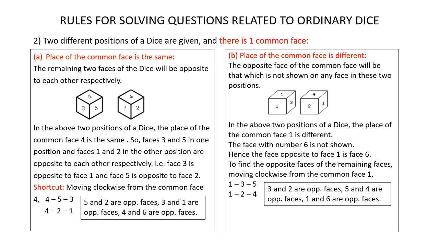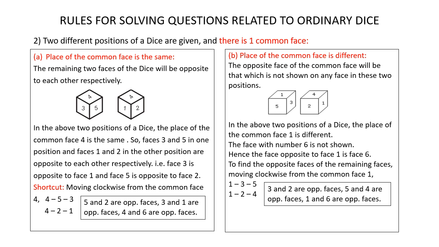So here you can see two positions of a dice. Now as you can see there is one common face, face 4. Now in these two positions of the dice, the place of the common face 4 is the same. So face 3 is opposite to face 1, face 5 is opposite to face 2. The remaining face is 6. So the remaining face 6 will be opposite to the face 4.